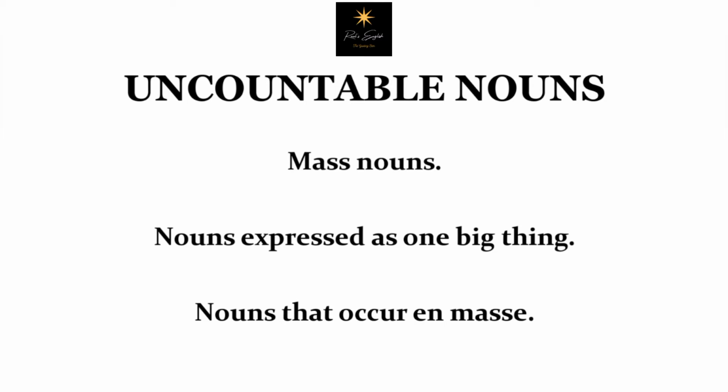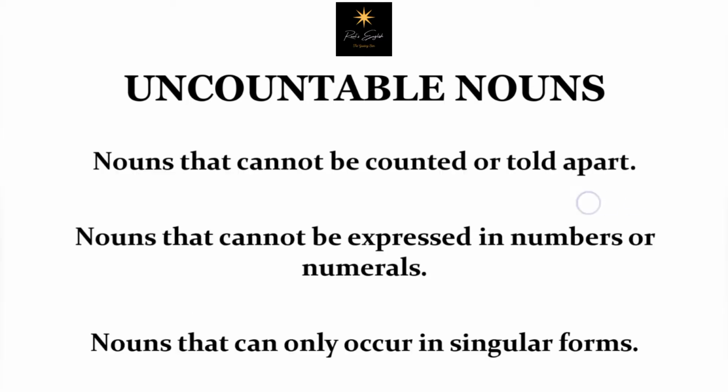They are mass nouns. They are en masse. They occur as one big thing or one small thing or whatever that is, but you cannot distinguish. You cannot tell them apart. You cannot say where one starts and one stops. They are all uncountable nouns. So nouns that cannot be counted or told apart, nouns that cannot be expressed in numbers or numerals. You cannot say 1 uncountable. Nouns that can only occur in their singular forms. So there are no plural forms for uncountable nouns.